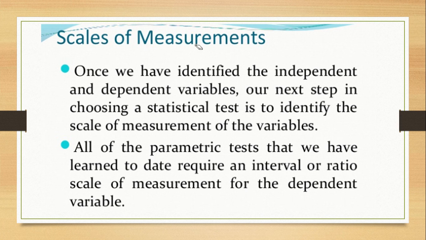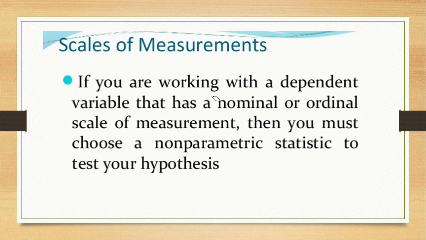Now, scales of measurement. Once we have identified the independent and dependent variables, the next step in choosing a statistical test is to identify the scale of measurement of the variables. All of the parametric tests that we have learned to date require an interval or ratio scale of measurement for the dependent variable. So if you're working with a dependent variable that has a nominal or ordinal scale of measurement, then you must choose a non-parametric statistic to test your hypothesis.